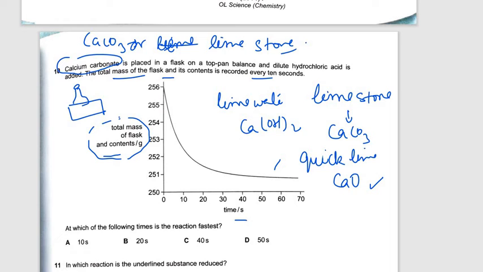Which of the following times is the reaction fastest? Okay, look at the graph. When you see this graph, as you can see here, the mass of the flask is decreasing because gas is released. So this is the fastest according to all the times, because after that the gradient decreased. So option number A is the only correct option you have.